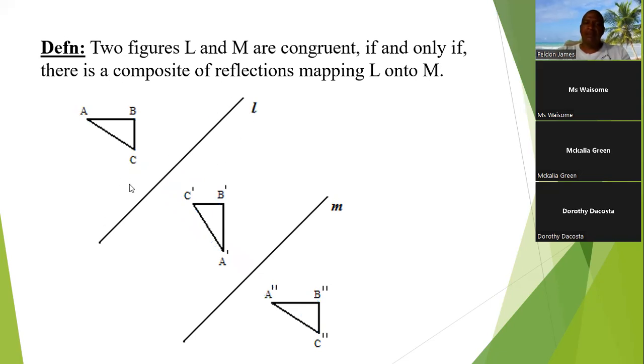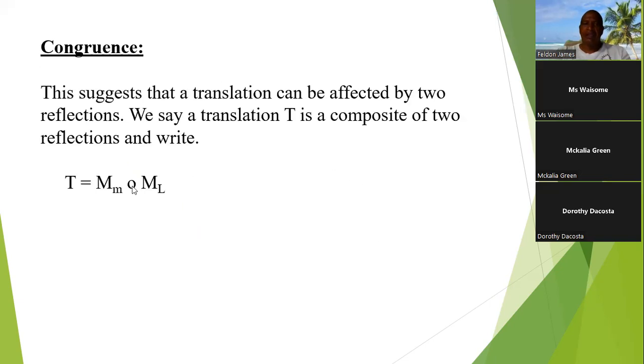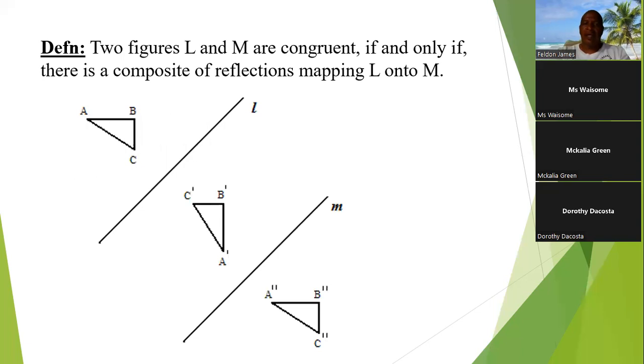So if you do one reflection with this mirror line and you flip it and reflect it here, and you do another reflection with a mirror line L, then you will get this. So it would now turn out to be a translation. So here they tell you that we say a translation T is a composite of two reflections, and write T is equal to the mirror line M composite with the mirror line L. So T is the translation, and these are the composite of reflection. And so the translation is equal to the composite of two reflections. All right, guys?